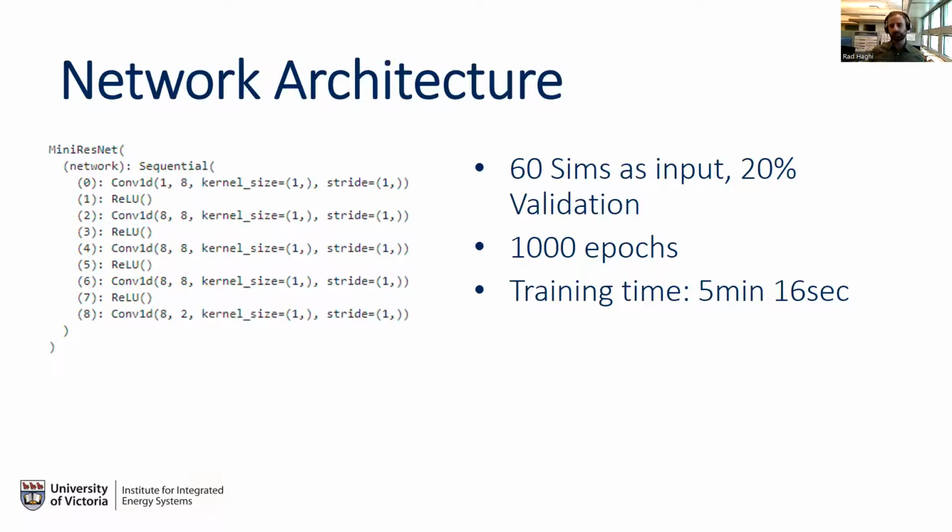So this is the network architecture. It's a convolutional 1D network. It's very simple. It took 60 simulations, 600-second simulations, 20% validation, and then 80% for training. It went through 5,000 epochs, and then the training time was 5 minutes and 16 seconds.